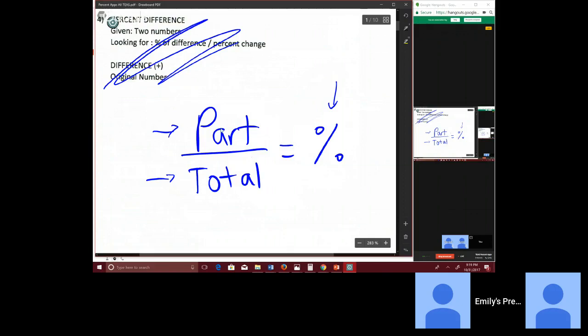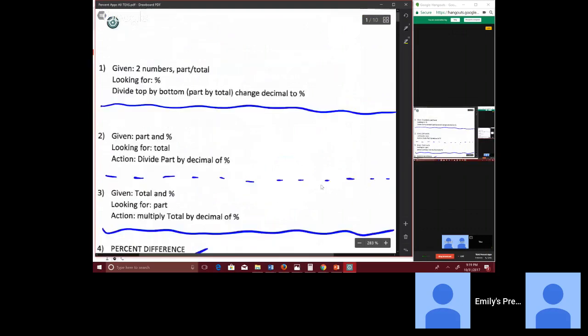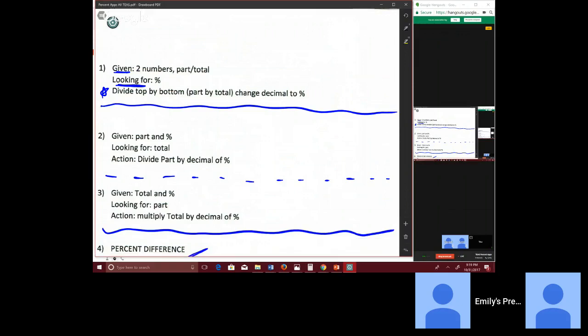In each of those, one of these things is going to be missing and the other 2 are going to be present. As you look at the strategy sheet that you have in the front of your packet, you'll see given, looking for, and then an instruction as to how to get there. So the givens are very important. You always want to read a problem and think, all right, what did they give me? Did they give me a part and a total? Did they give me a part and a percentage? Or did they give me a total and a percentage?